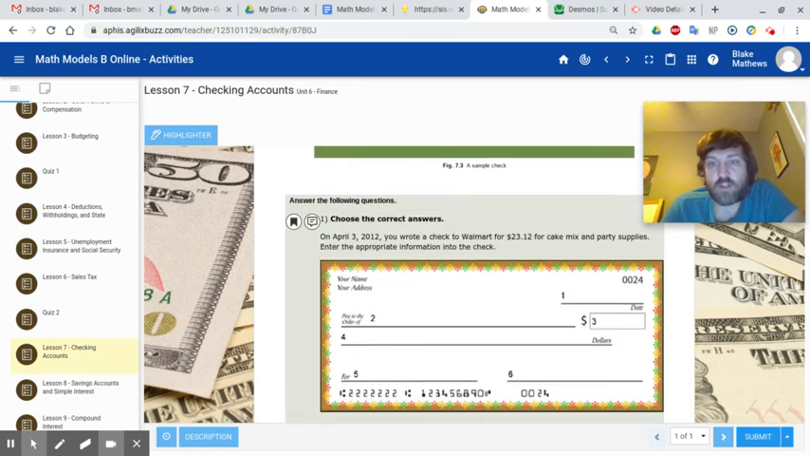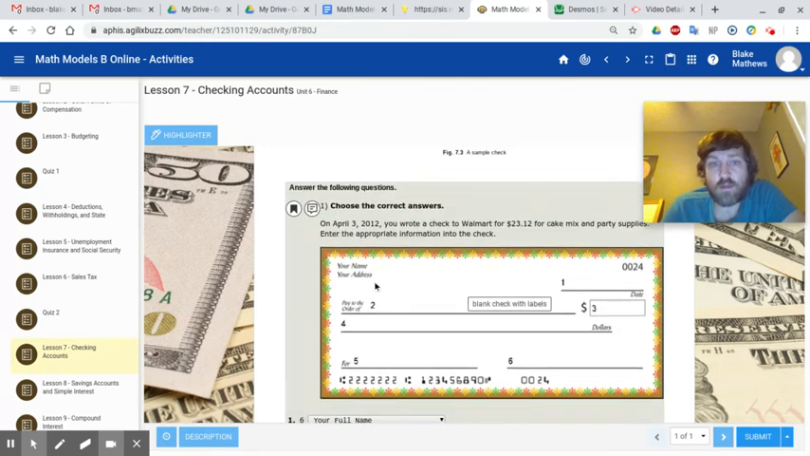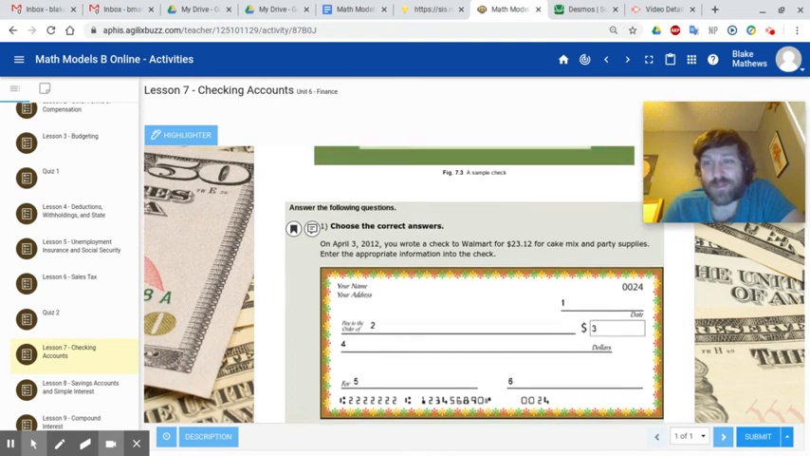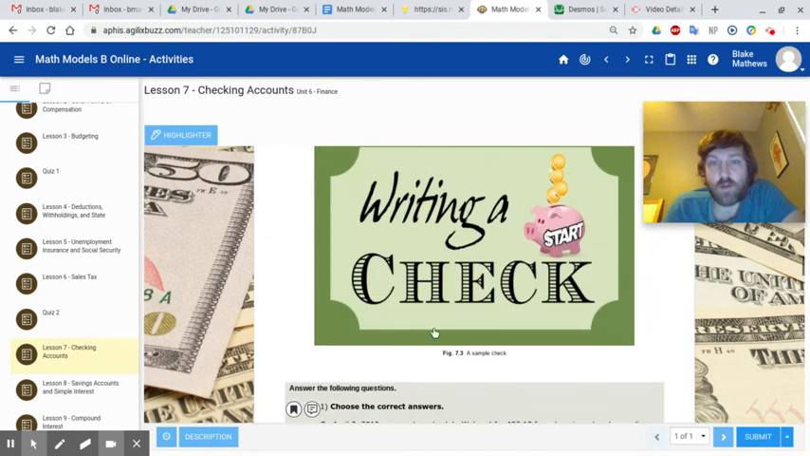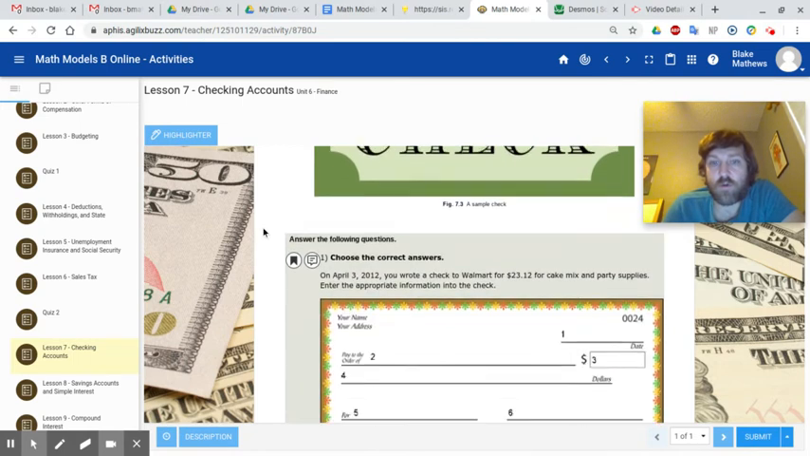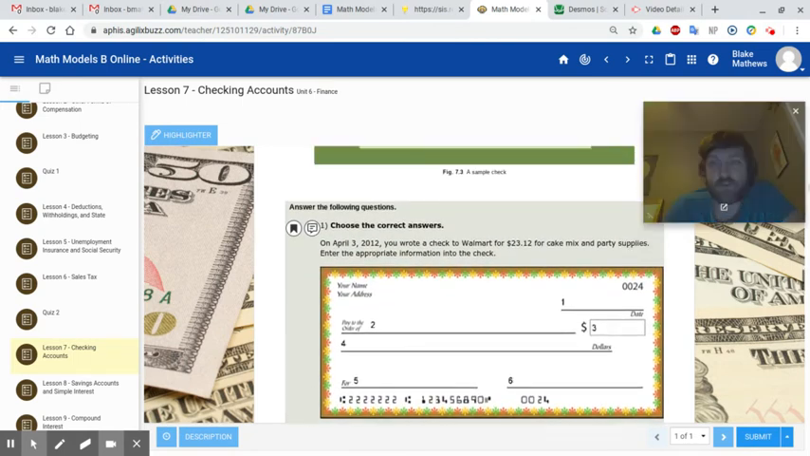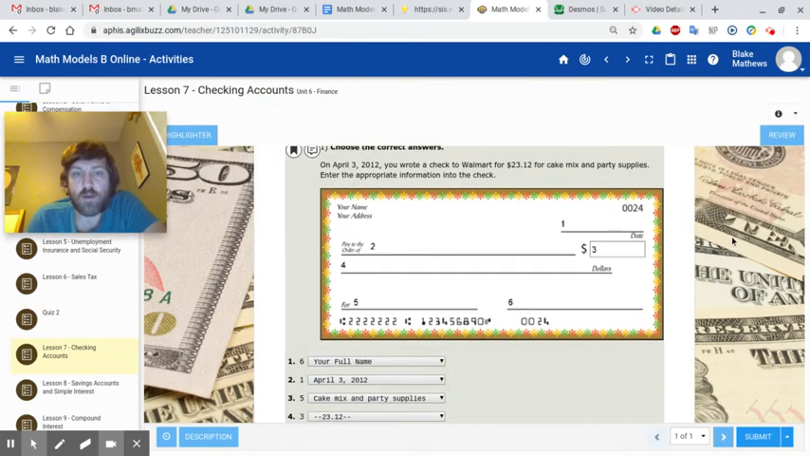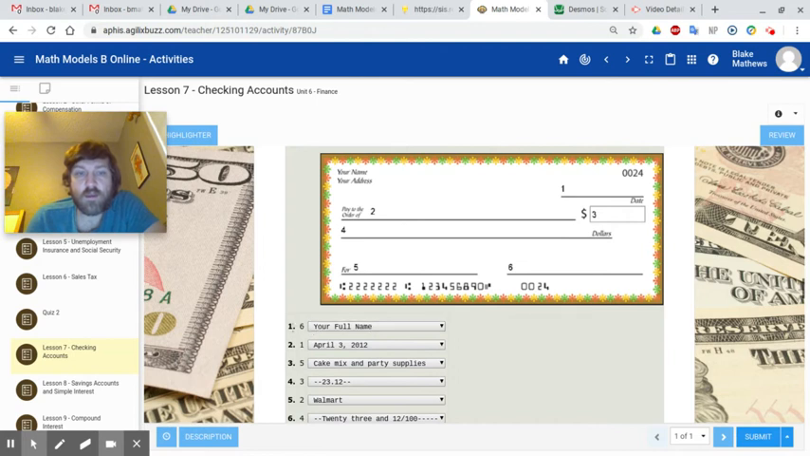One is writing a check, understanding how to write a check. You may not do that much anymore, but it used to be something that people did a lot of. This video on writing a check will explain it, but I'll quickly explain how this works, especially since it's explained in a slightly weird way, especially down here.